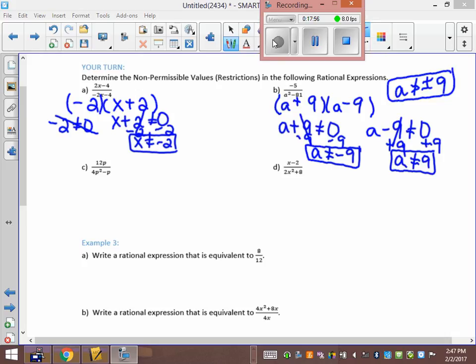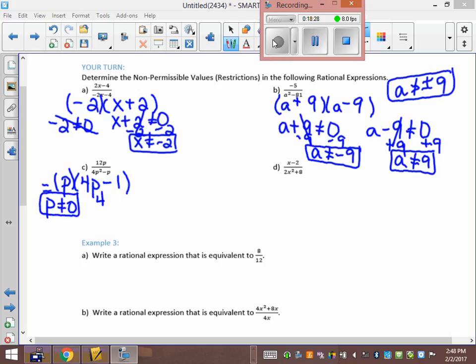With C, you have to take out a p. So when I take the p out, 4p squared divided by p is 4p, minus sign, p divided by p is 1. Now I have this p, and it's not attached to anything, so I'm going to put it in its own brackets. And the 4p minus 1 are attached with the minus sign, so you have to keep them together. So p can't equal 0 would be my first non-permissible value, and I'm done because it's already solved for p.